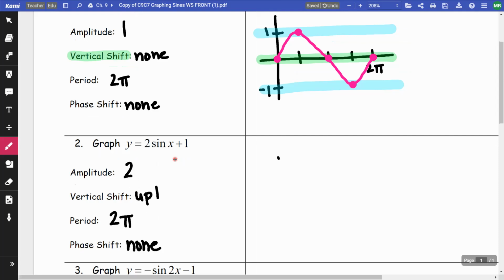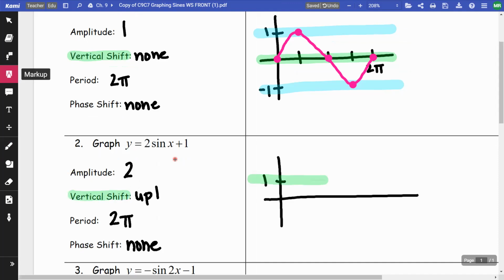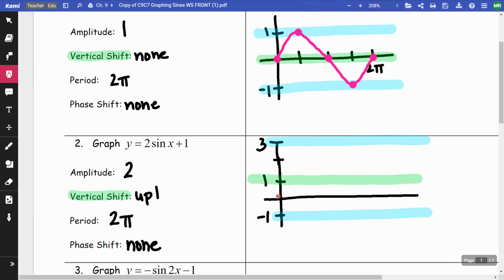So I'm going to draw this. And I am going to start at a height of 1 because that is where my vertical shift is. So all my zeros are going to be there. Then I'm going to be going 2 above that. So I'm going to be up at 3, and I'm going to be going 2 below that. Okay, so here, and then go 1 below that. So at -1. So my highs are going to be here at 3. My lows are going to be here at -1.